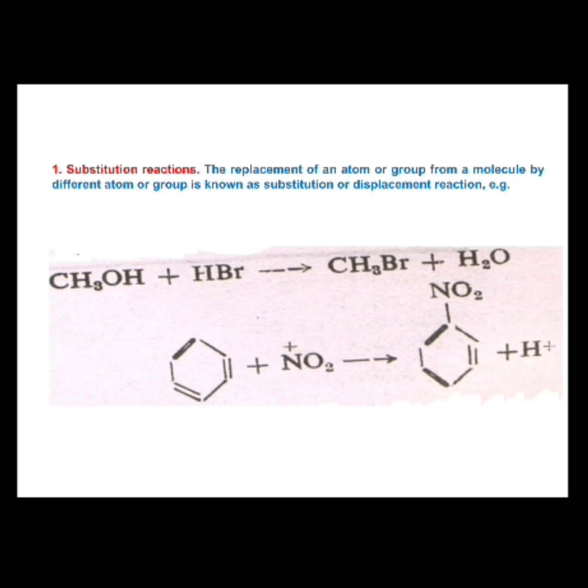And the second reaction is formation of nitrobenzene. Benzene here reacts with the nitronium ion. This nitronium ion is formed from the nitrating mixture. That is, nitrating mixture is a mixture of concentrated nitric acid and concentrated sulfuric acid. So when the benzene reacts with the nitronium ion, a hydrogen atom from the benzene ring is replaced by the NO2+ ion and it forms nitrobenzene.